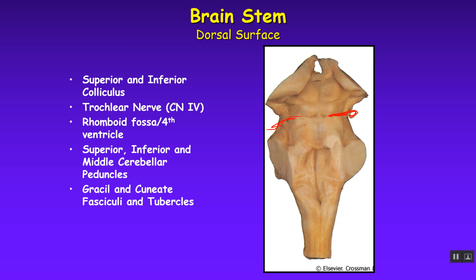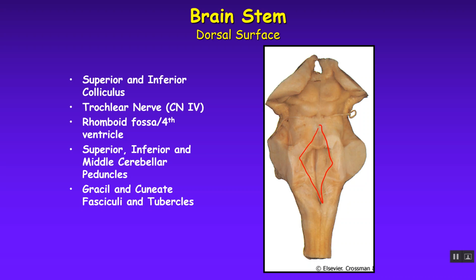What else do we got back here? We've got a thing called a rhomboid fossa. Remember, fossa is just a depression. This is kind of rhomboid in shape. Basically what we've done, the cerebellum sits off the back of this area, and we've cut the cerebellum off, so you can see the back of the brainstem there, okay? And then when you take that cerebellum off, you see that rhomboid fossa sitting there.